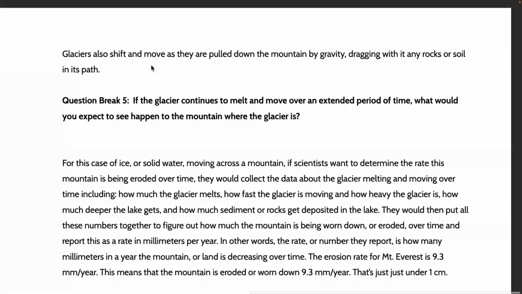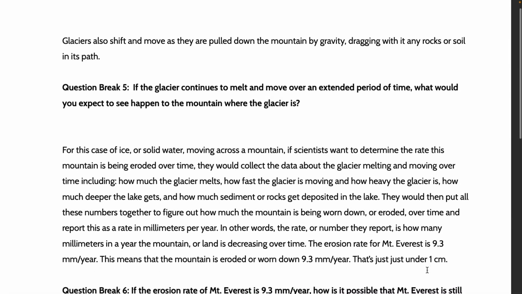They would then put all these numbers together to figure out how much the mountain is being worn down or eroded over time, and report this as a rate in millimeters per year. In other words, the rate, or the number they report, is how many millimeters in a year the mountain or land is decreasing over time. And they're telling us here the erosion rate for Mount Everest is 9.3 millimeters per year. This means that the mountain is eroded or worn down 9.3 millimeters per year. That's just under 1 centimeter, so almost a centimeter.